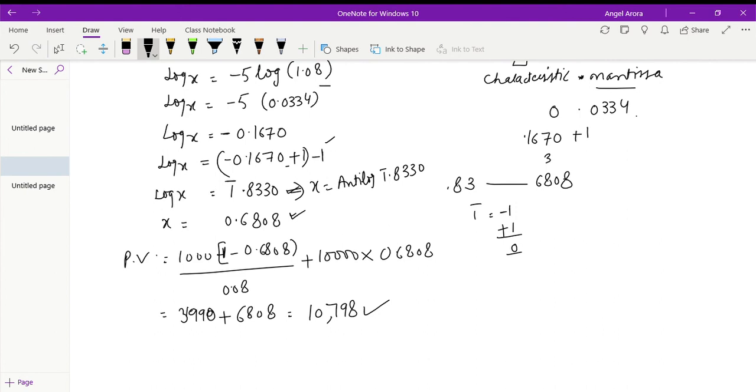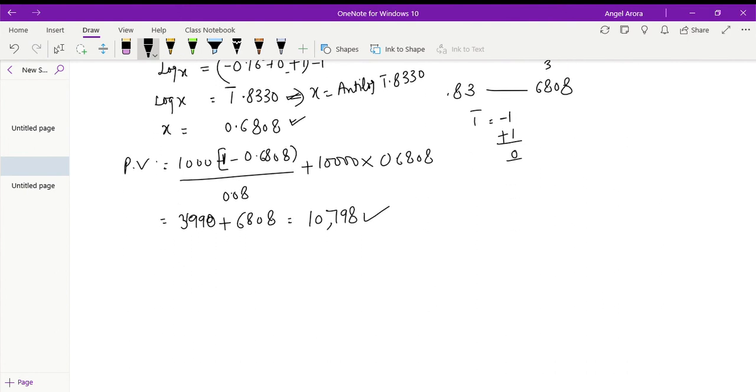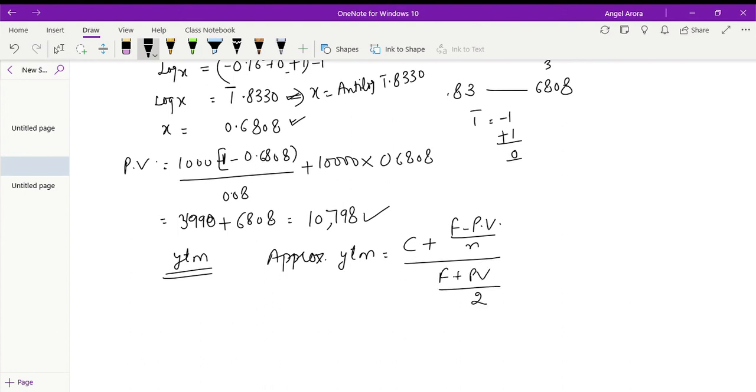So there was another thing, yield to maturity. So using present value formula to calculate yield to maturity is nearly impossible. So there is another formula for calculating yield to maturity, which gives us approximate yield to maturity, and that formula is C plus F minus PV upon N divided by F plus PV upon 2. So using this formula, we will solve another example, example number 5.